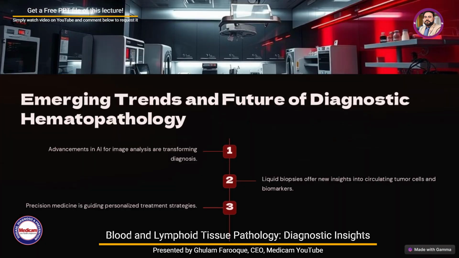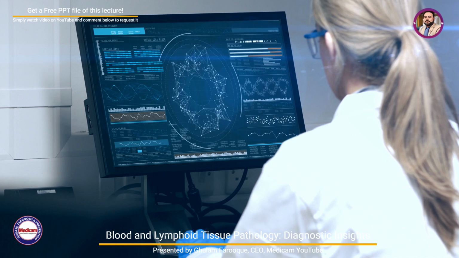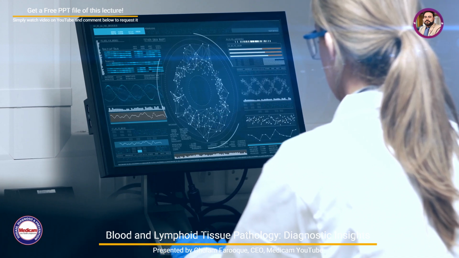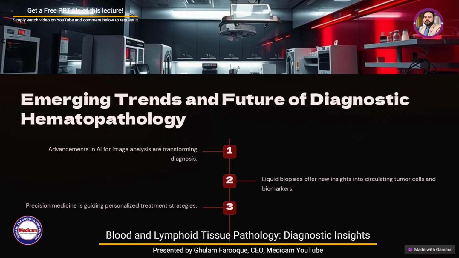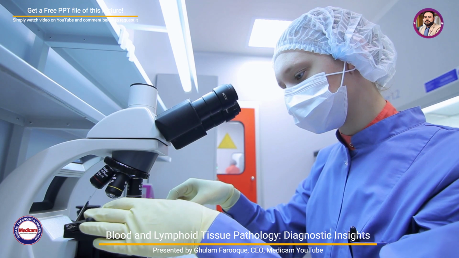Emerging trends and future of diagnostic hematopathology. Diagnostic hematopathology is evolving with advancements in molecular diagnostics, artificial intelligence, AI, and personalized medicine. Key trends include molecular and genomic testing. Next-generation sequencing, NGS, and minimal residual disease, MRD, detection enhance precision.